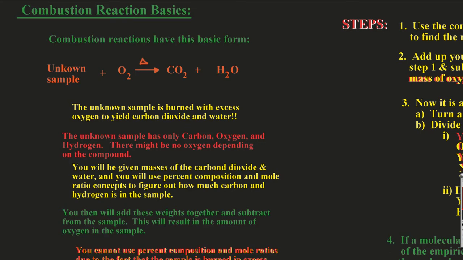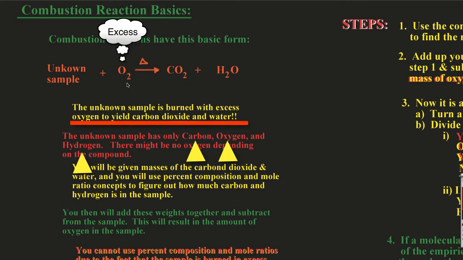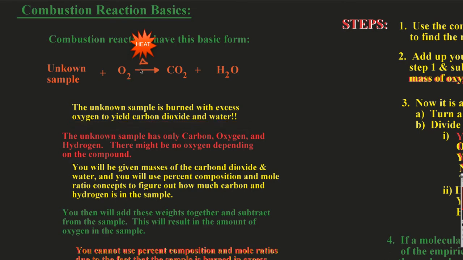Today we're going to be looking at the concept of combustion reaction basics. So what is a combustion reaction? A combustion reaction has this basic form. We have some unknown sample that usually consists of only carbon, oxygen, and hydrogen that's burned in excess oxygen. That's what that triangle means. It means heat. So there's excess oxygen and heat. And when we do that, we get masses of carbon dioxide and water.